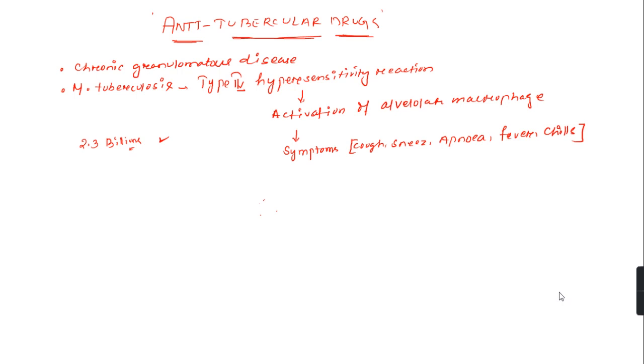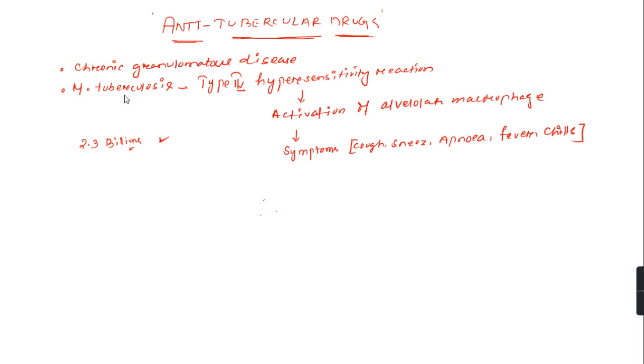Hello everyone. Today we'll discuss a topic that is anti-tubercular drugs. So what is tuberculosis? Tuberculosis is a chronic granulomatous disease which basically affects our lungs, especially the lung alveoli. It is basically caused by a bacterium, Mycobacterium tuberculosis.